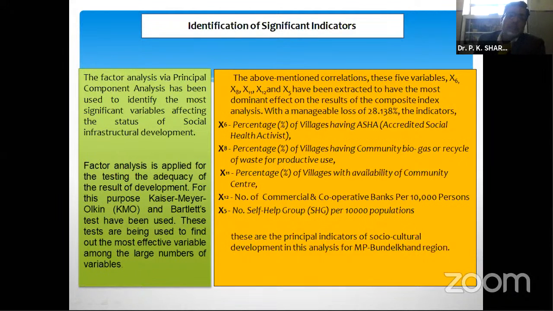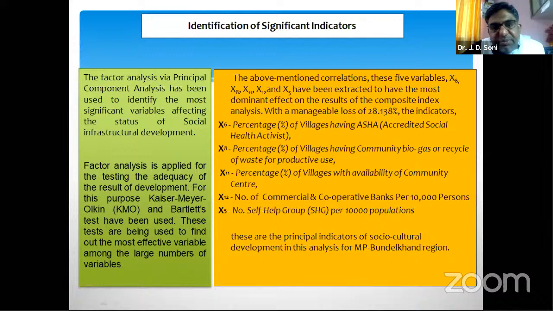After using the KMO and Bartlett test, I found that there are 5 indicators among the 12 indicators that are more dominant and more significant in reference to the regional disparity in socio-economic, socio-infrastructure development.